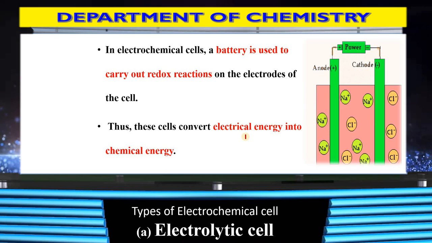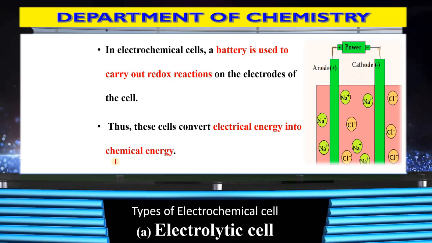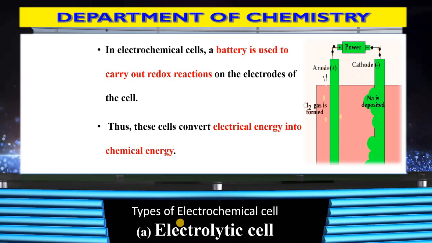And due to this conversion of electrical energy into chemical energy, we call such a type of cell an electrolytic cell. Here, electrical energy is converted into chemical energy. Therefore it is called an electrolytic cell.